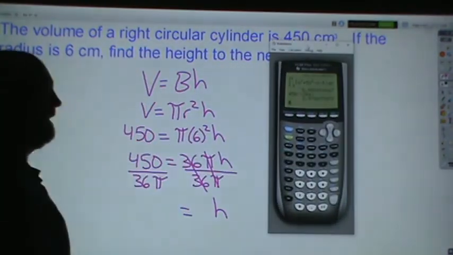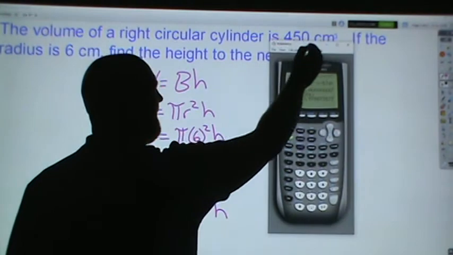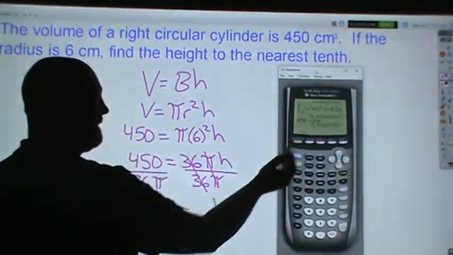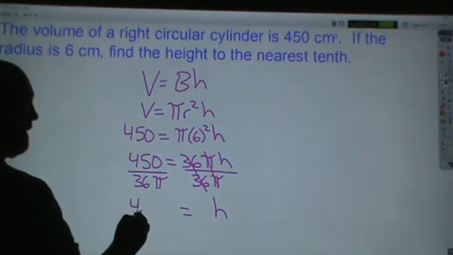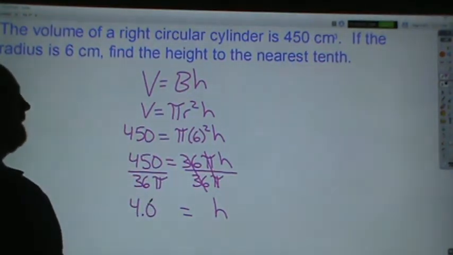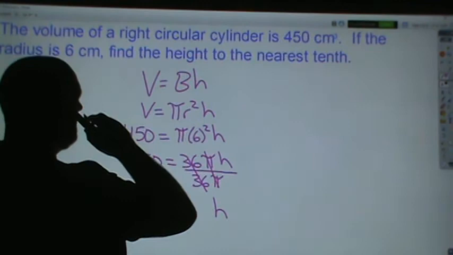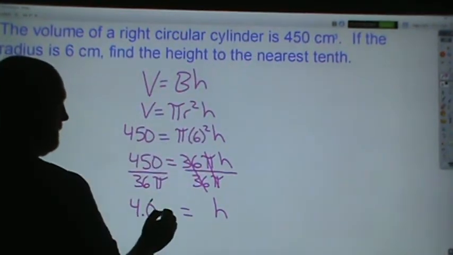It said that I was supposed to round my answer to the nearest tenth. So when I round this to the nearest tenth, I'm going to have 4.0. And it's a height, so I just have a unit, and I have to match, so centimeters.